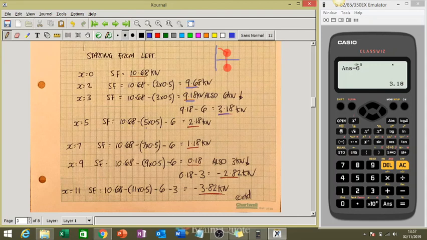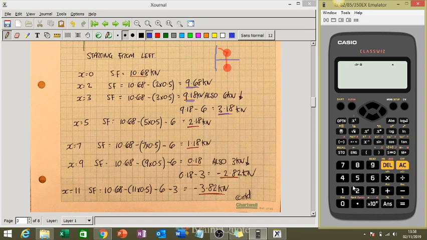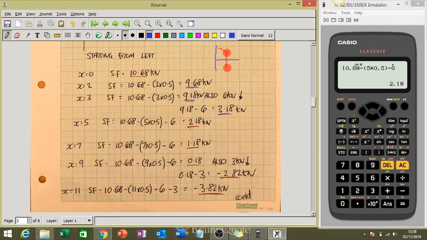So that's my force coming up, 5 meters worth of my UDL and my 6 kilonewtons point load coming down. Don't forget I've taken the kilonewtons off, but I put it back on, so make sure you put it back on. So at that point I've got 10.68. Coming down, I've got 5 meters worth of my 0.5, and I've also got my point load coming down, so I'll take that away as well. Gives me a shear stress at that point, 2.18 kilonewtons.